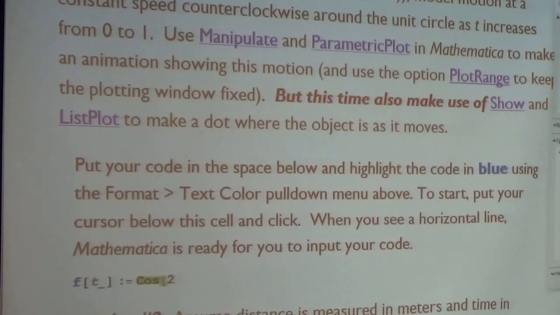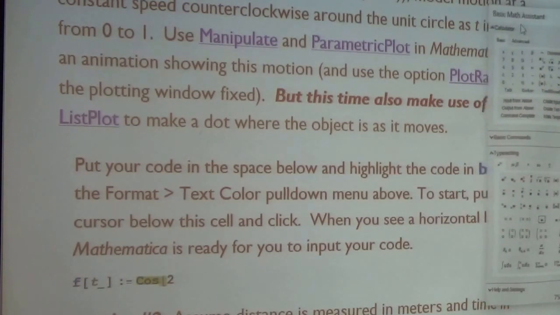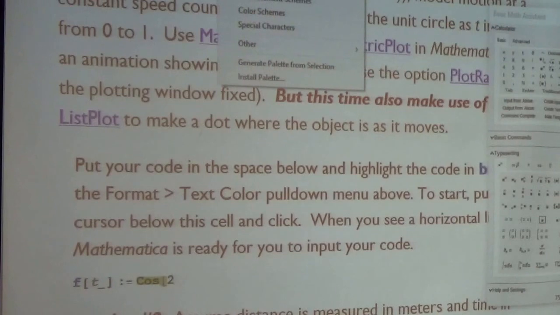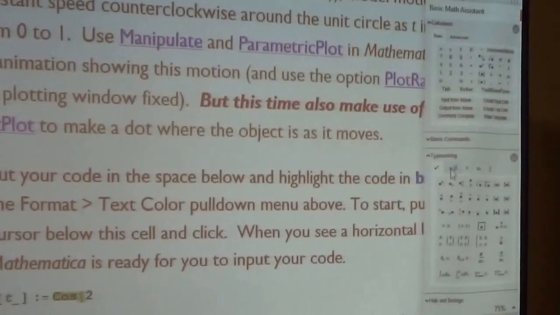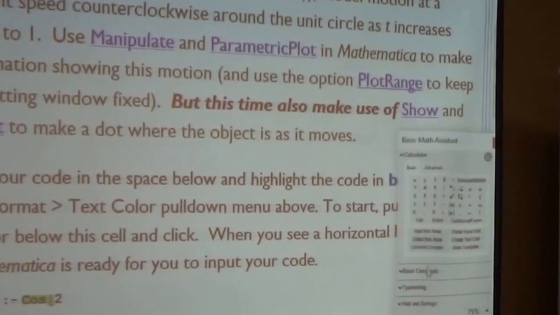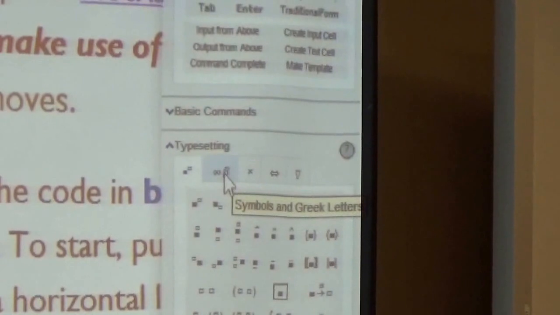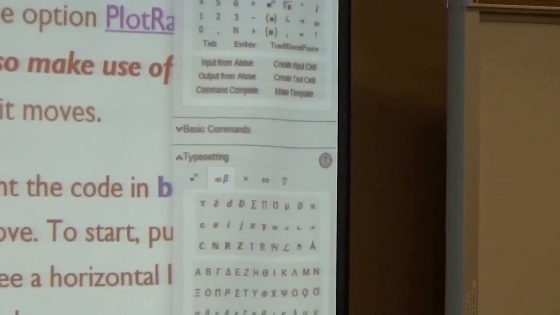2 pi. The pi is in the palette here. If you look over here, which again you can get to by going to the palettes menu, you can find pi under typesetting here. Click on this tab right there. That's got symbols behind it. Pi is right where? Right down there.